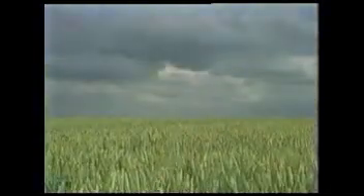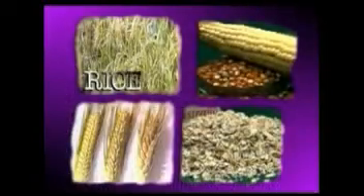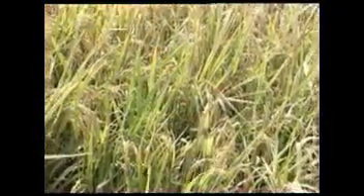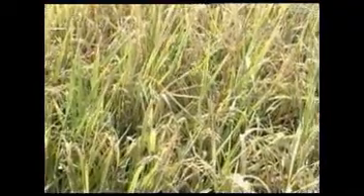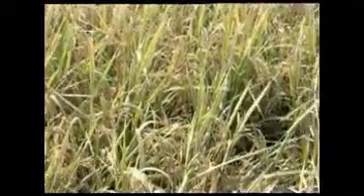Cereals are edible grains obtained from cultivated grass plants such as rice, corn, wheat, and oat. Rice nourishes 60% of the world's population. It originated in India or Southeastern Asia some 5,000 years ago. It thrives best in most tropical regions like the Philippines.